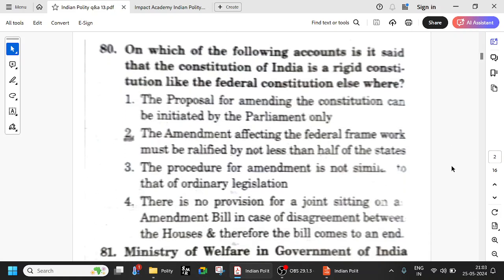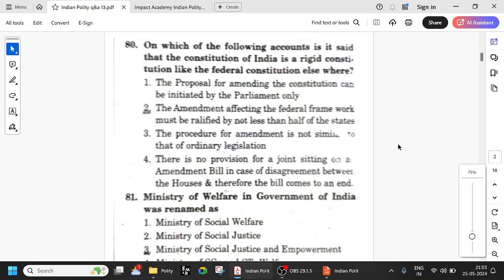So, which of the following accounts is it said that the Constitution of India is a rigid constitution like the federal constitution elsewhere? Okay. So the amendment affecting the federal framework must be ratified by not less than half of the states. So basically, for amendment of the constitution, you have three types, right? Simple majority, special majority, and ratification by half of the states. So the amendment affecting the federal framework must be ratified by not less than half of the states. Now that is saying that the Constitution of India is a rigid constitution like the federal constitution elsewhere.